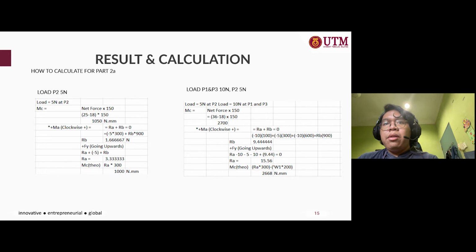So the other one would also be the same for finding the bending moment.